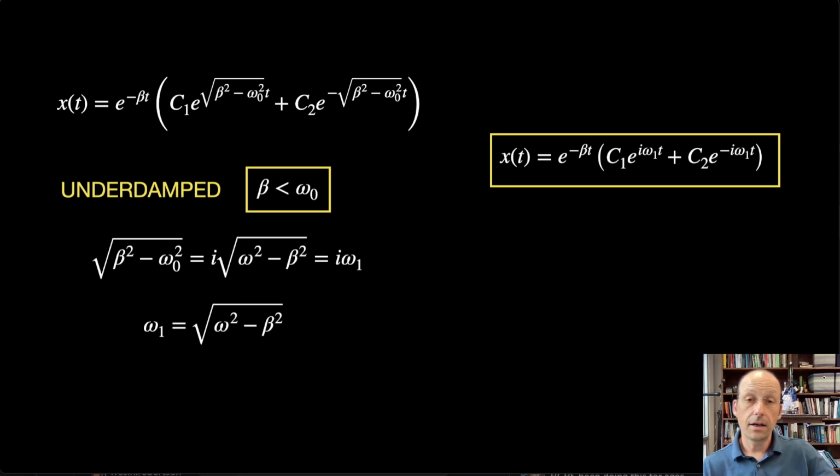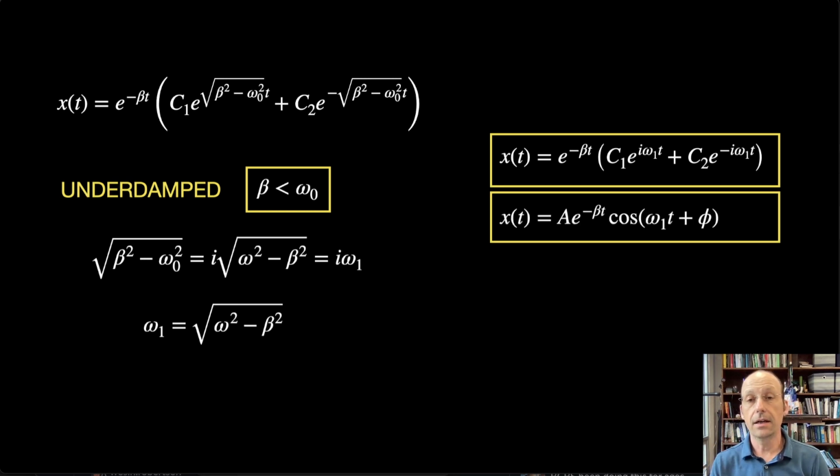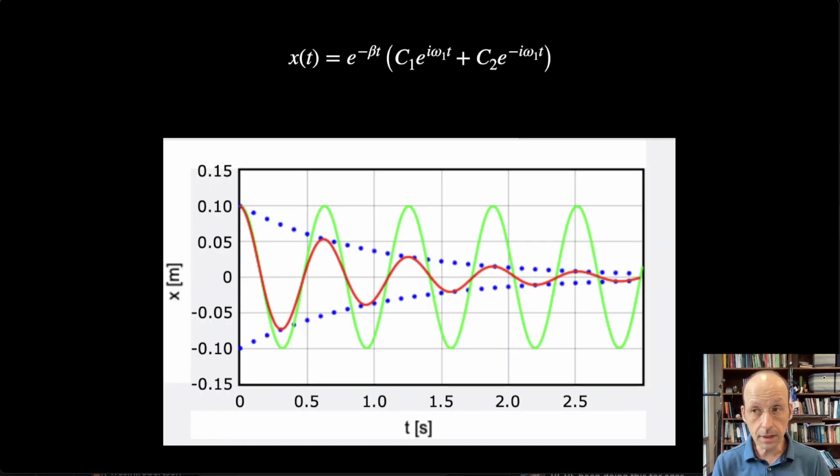So x of t is e to the negative beta t, a damping term, times C1 e to the i omega 1 t plus C2 e to the negative i omega 1 t. And you remember from our solution before, that is a solution to a simple harmonic oscillator with a damping term in front of it. So I actually could write it like this: some constant A, the damping term e to the negative beta t, and then cosine of omega 1 t plus phi. And omega 1 is not omega naught, right? They're different. Okay, so let's plot this. So here's my solution, and here's my plot. This green curve is the oscillating part of the curve.